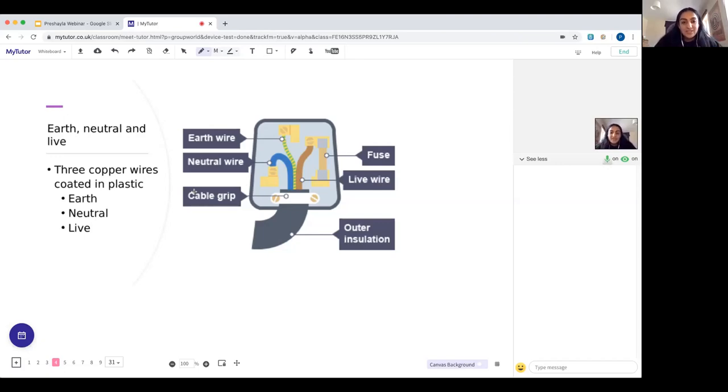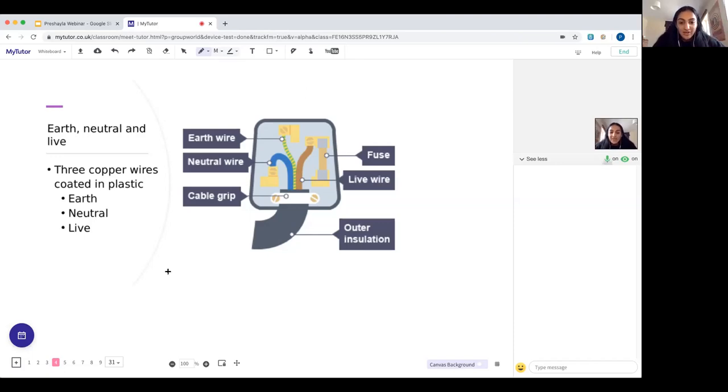Now, mains electricity is, as we said, an alternating current source. So the direction of the current that is coming out of your socket constantly changes between positive and negative. So it's constantly going positive, negative, positive, negative. So that's AC coming out of the sockets that we have in our houses.